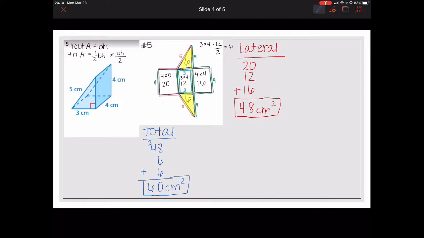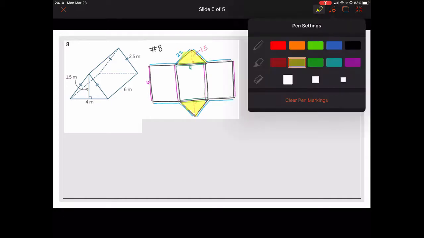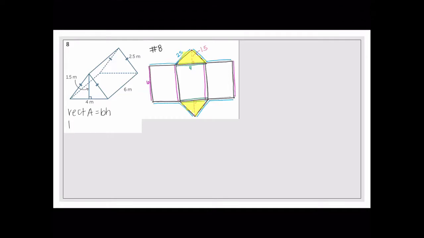And I have one more example for you for triangular prisms. So we identify our bases, our two bases, which are triangles. So again, we're going to write our area formulas. It's the best thing to do for your first step, write those formulas down so you do not forget what to do in your steps.